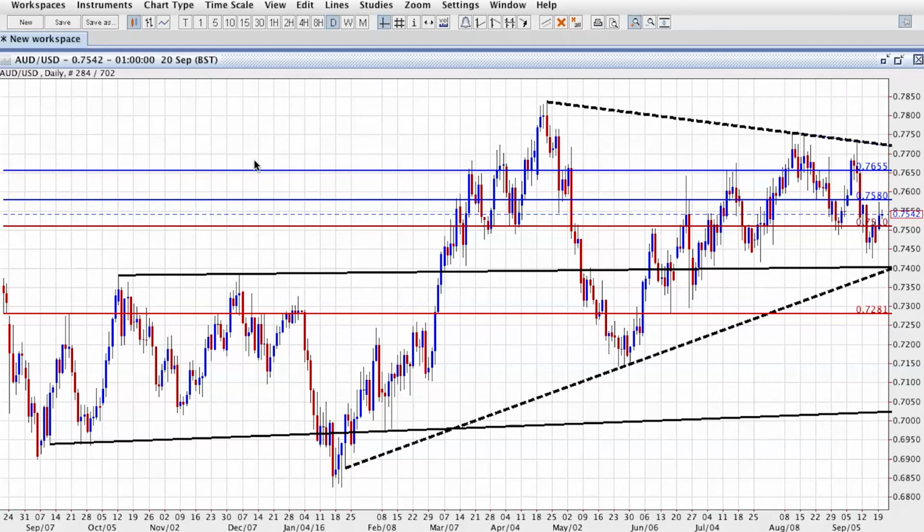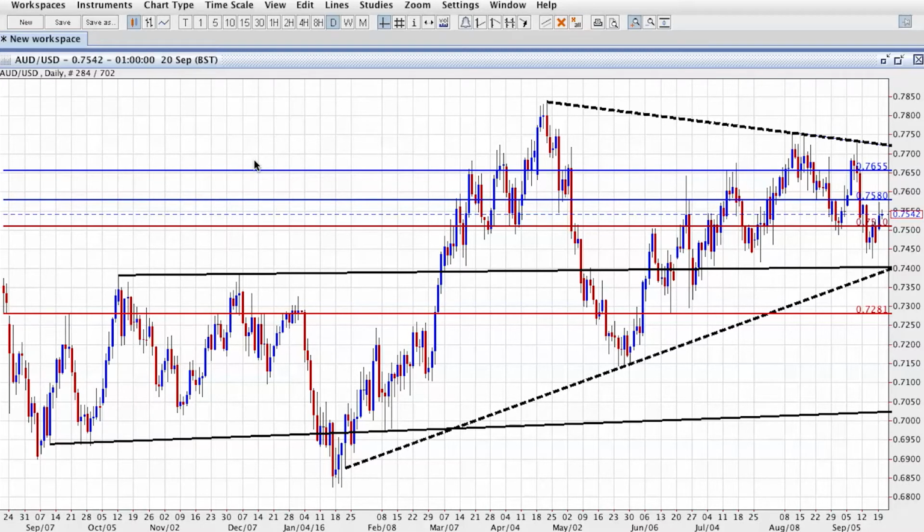Now today I'll be looking at the Australian dollar against the US dollar. I'll be having a quick recap on this currency pair since we last looked at it, and I'll also be trying to identify the key technical levels that you need to know on the Australian dollar.